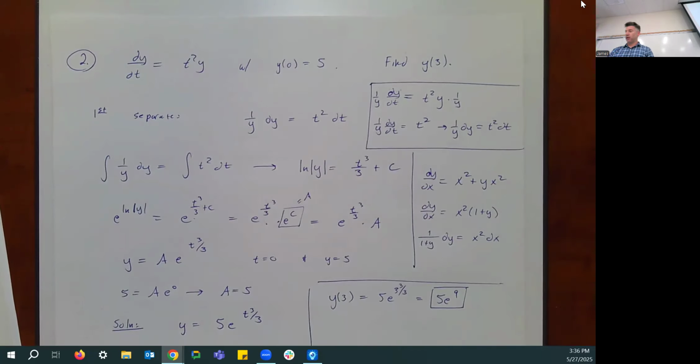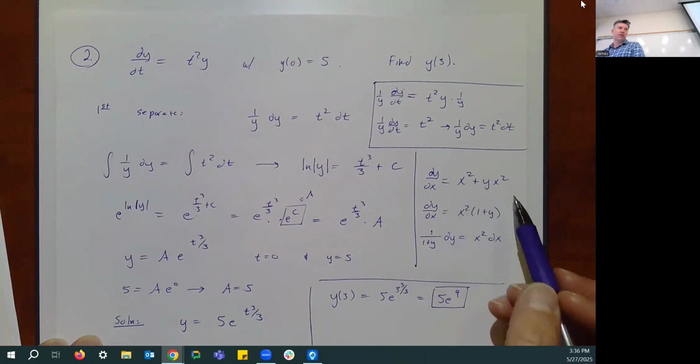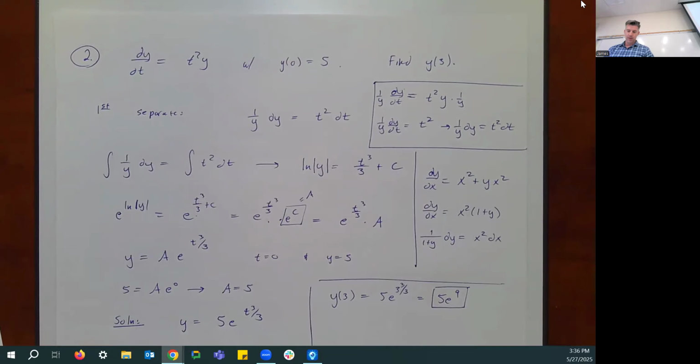Yes, only multiplication. For this one here, it couldn't be adding or subtracting x squared or y x squared to one side. I have to multiply or divide.